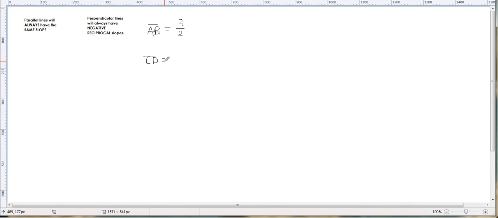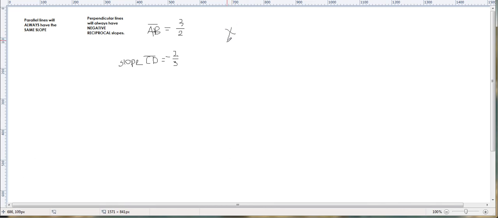So I know then that I'm going to take the reciprocal, so I'm going to basically flip this entire number over, and I'm going to make it the negative reciprocal. So this is positive. I'm going to turn that into a negative. So now I know that the slope, and I should probably write slope here, the slope of CD is going to be -2/3. I'm going to show you another example.